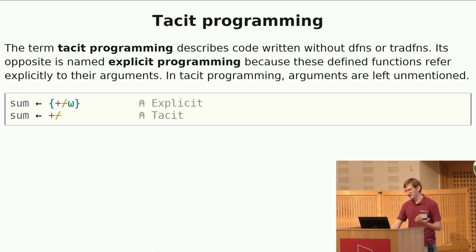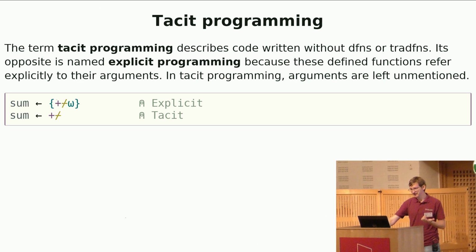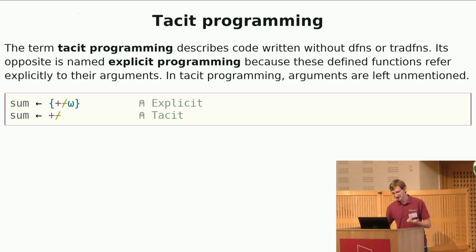To write a program that sums a vector, you could write a defn that says sum this vector, or you could tacitly just take the sum function and give it a name. So clearly in this case, the tacit function is much simpler. It's less code. This is a very simple example, and in early APL, which had the reduction operators and inner products, this is pretty much all you could do.